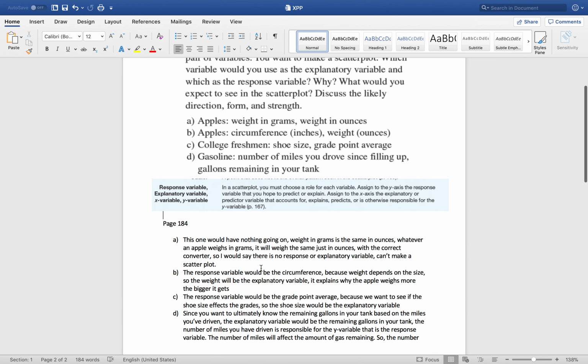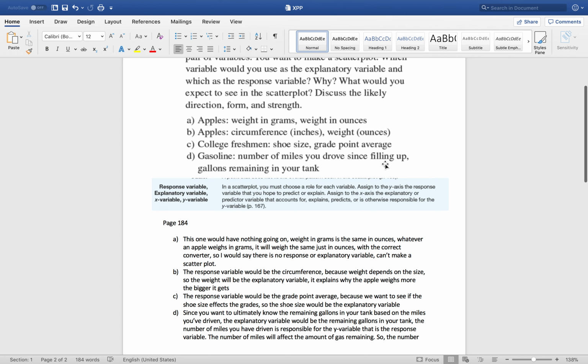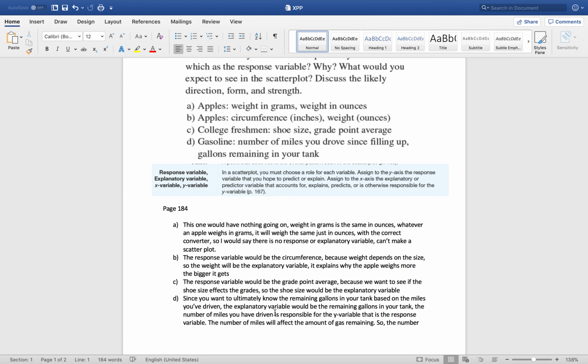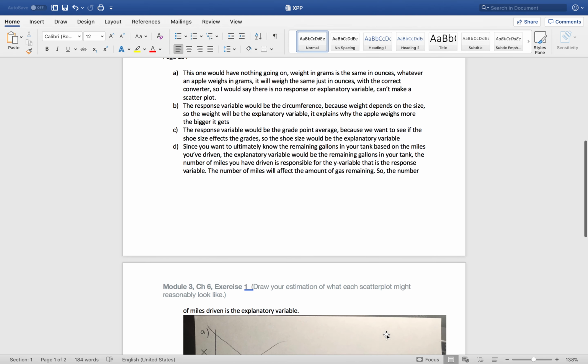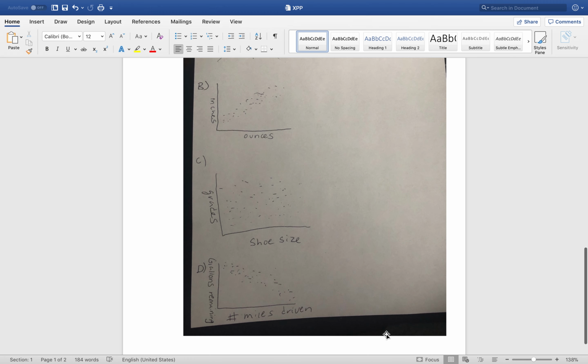Okay, for D, gasoline: the number of miles you drove since filling up and then the gallons remaining in your tank. I said, since you ultimately want to know the remaining gallons in your tank based on the miles you've driven, the number of miles driven is the explanatory variable, and the remaining gallons in your tank is the response, the y variable. So the number of miles will affect the amount of gas remaining. As you can see, the number of miles driven is going to explain how many gallons are remaining.